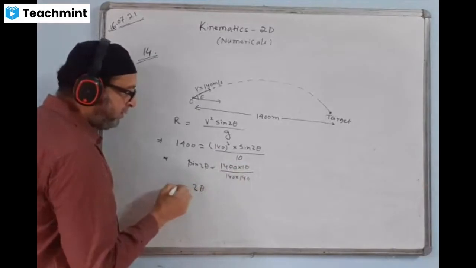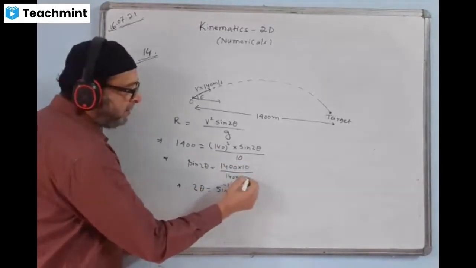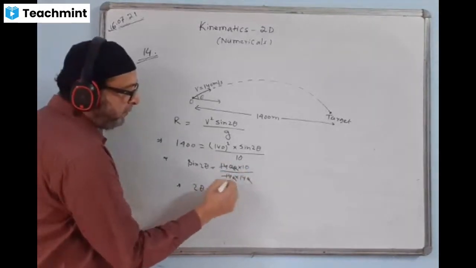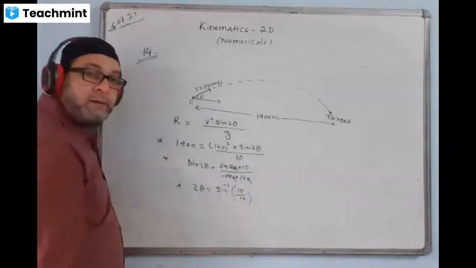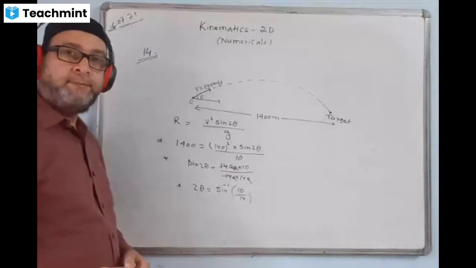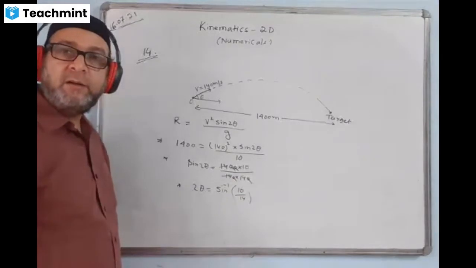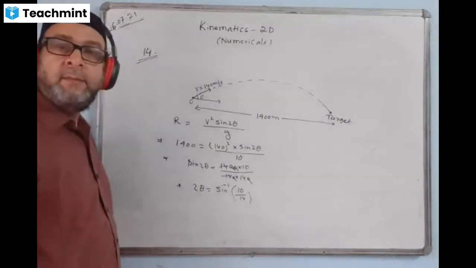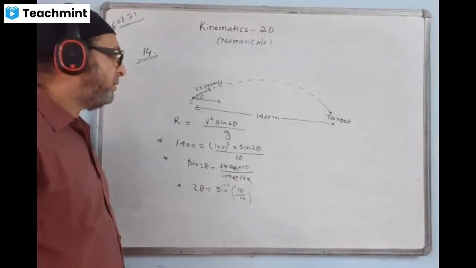You get 2 theta equal to sine inverse of this value. You can cancel a bit. 1400 and 140 will cancel, 14 and 14 will go. You get 10 by 14. Get the answer, sine inverse of 10 by 14. How much answer do you get? Check the answer in the calculator. What answer do you get? 45.58.